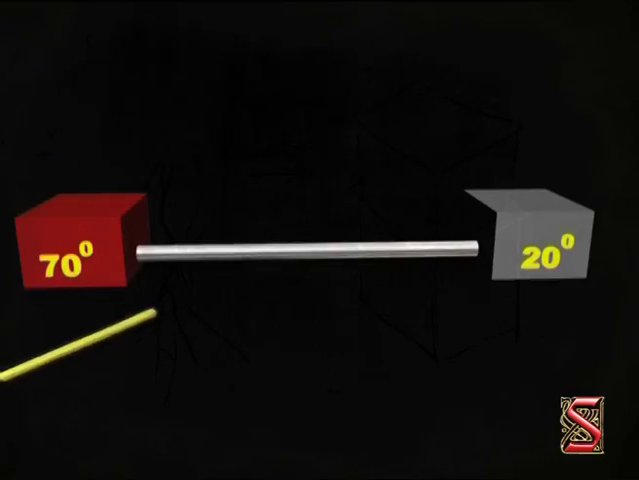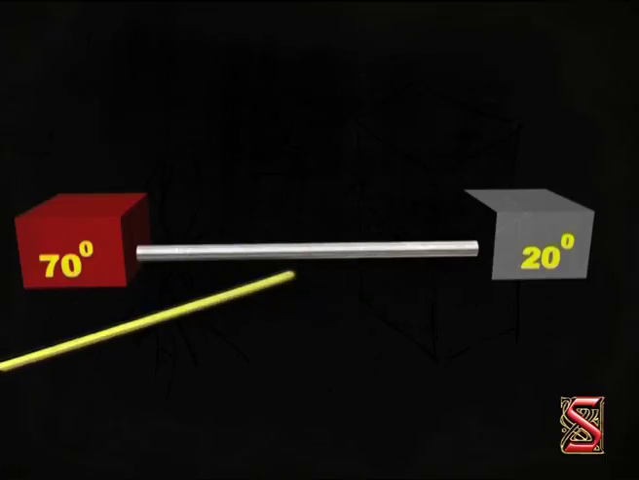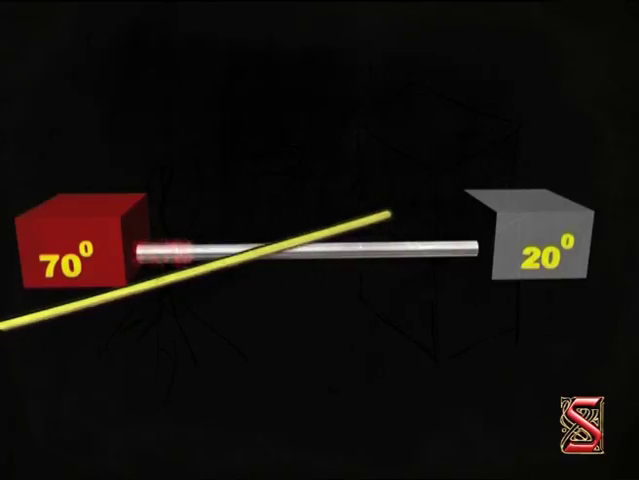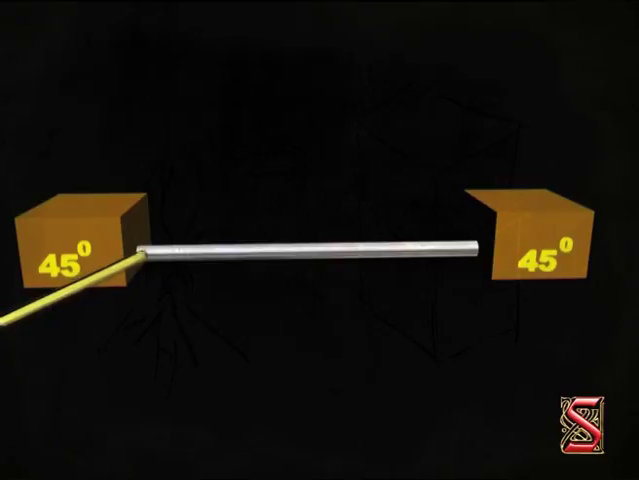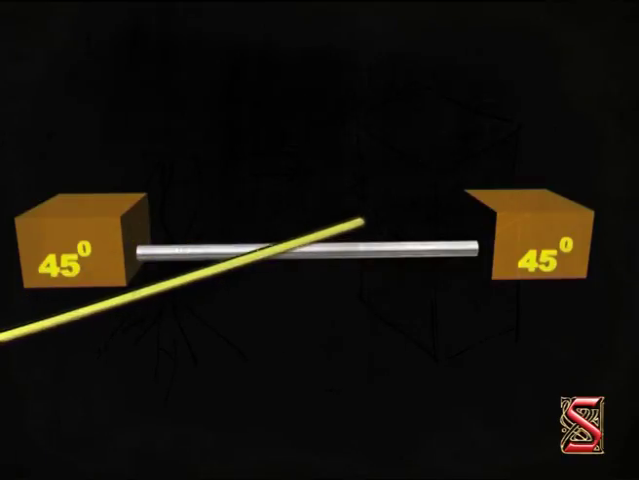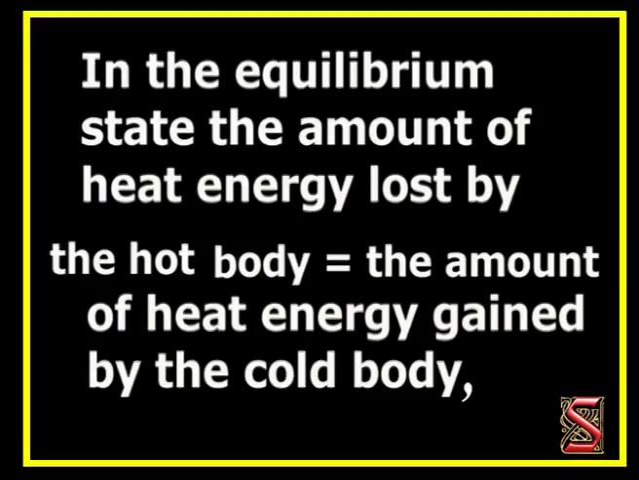This is fire and that is the ice cube placed over a stand. Ice cube is at low temperature and fire is at high temperature. That's why heat always flows from the body at high temperature to a body at low temperature. That's why you see here the ice is melting. In the equilibrium state, the amount of heat energy lost by the hot body equals the amount of heat energy gained by the cold body.